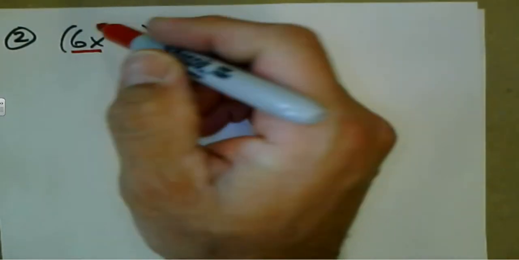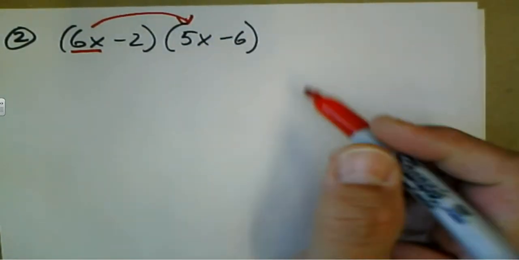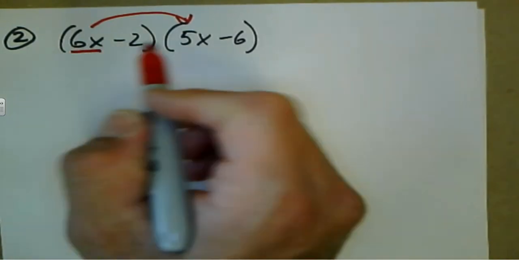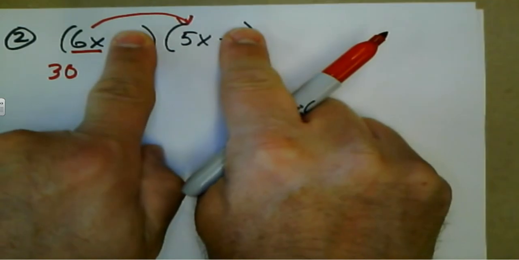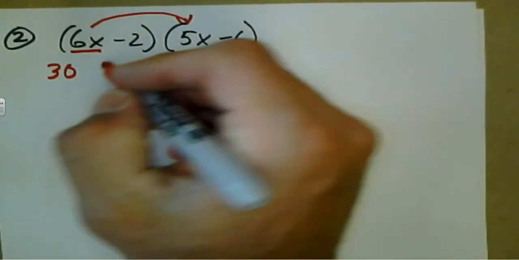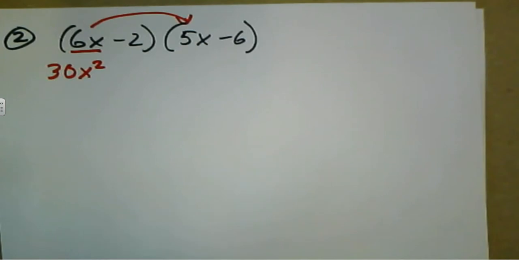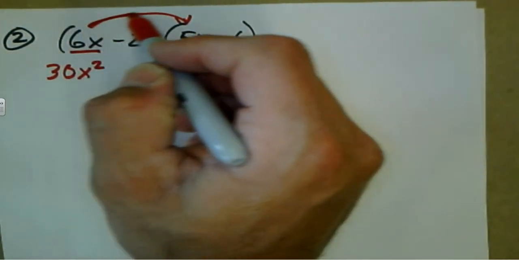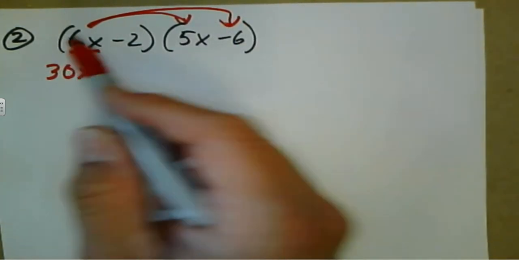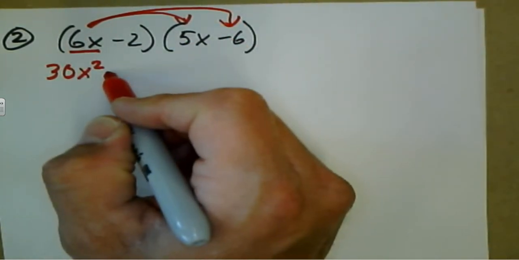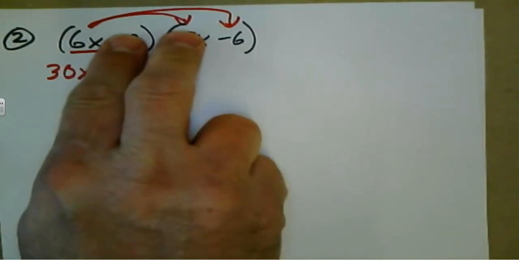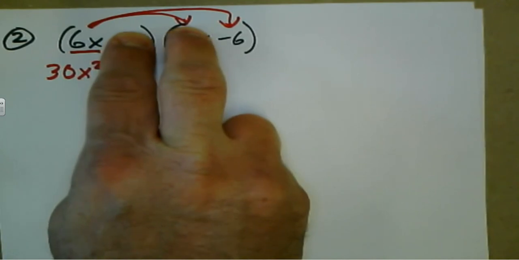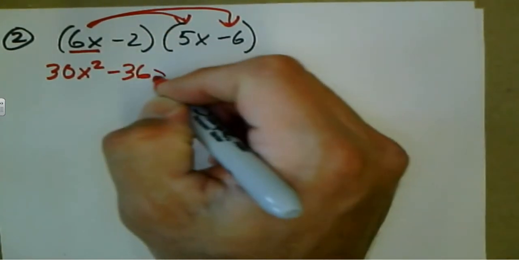That's 6x. We're going to multiply it by the first one on the other side, which is 5x. So 6 times 5, 30. How many x's do they have together? 2. So it's x squared. You have to add the x's when you multiply. Now we multiply this 6x to the other one. So 6 times negative 6, negative 36. How many x's do they have together? Just 1.